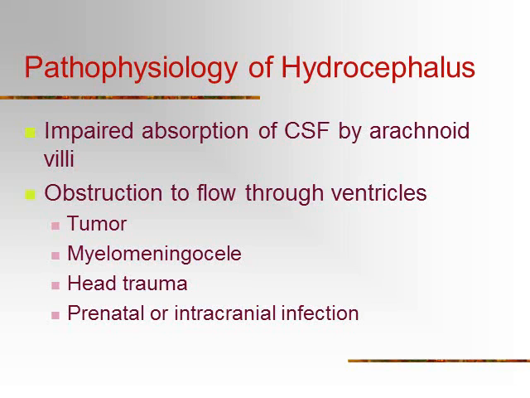Okay, so the pathophysiology. There's impaired absorption of the CSF by the arachnoid villi. Remember I showed you at the beginning a picture of the CSF flowing. For some reason, the arachnoid villi, which are like a draining system, are not absorbing the CSF enough. It can also be caused by an obstruction of the flow through the ventricles. So if there's a tumor, a myelomeningocele, head trauma, or infection, these things can obstruct the flow even just between the ventricles.